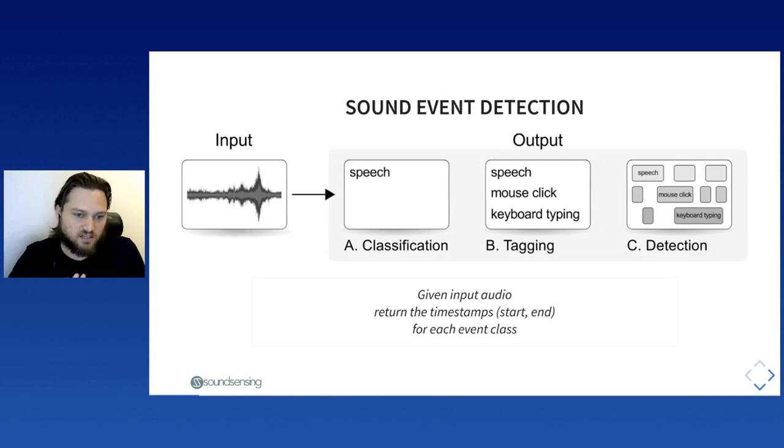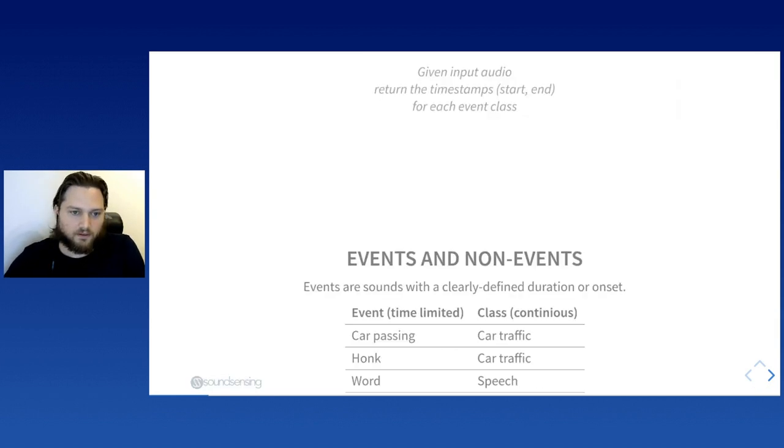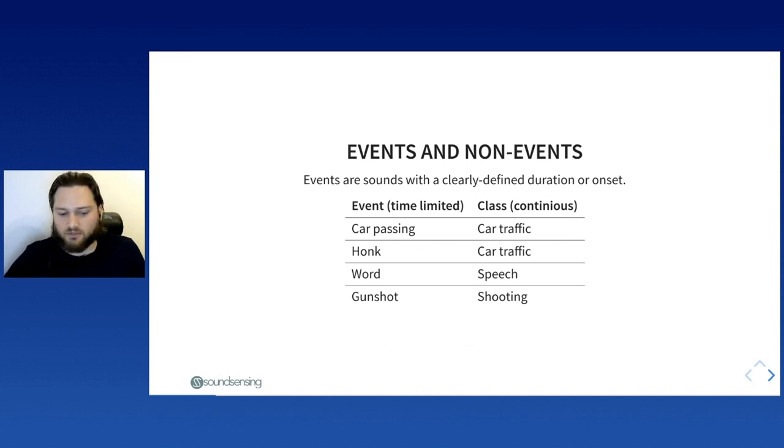So the task definition is: given an input audio, return the time steps, so the start and the end, for each event class. And as a note, this task is also known as acoustic event detection or audio event detection, and these are all synonyms. So sometimes you see the SED acronym, and sometimes you see the AED acronym. So what are events, and when do you use event detection versus classification? In order for something to be an event, it needs to have at least a clear start, or ideally also a clear duration. So something that starts and stops, and it's somehow discrete, and you can, for example, count them.